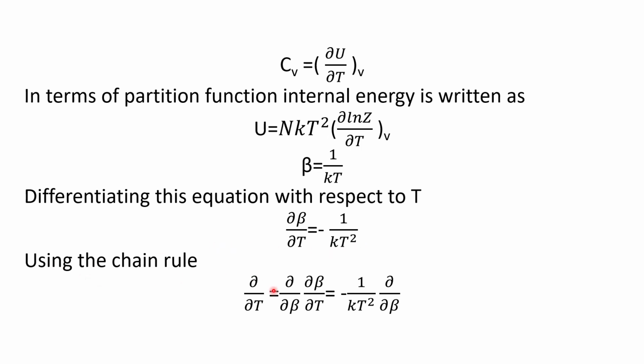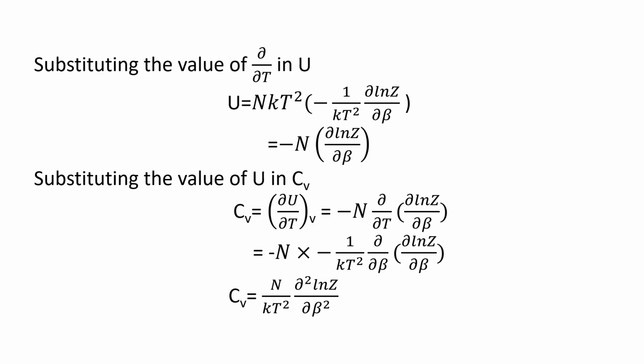Using the chain rule, we can write ∂/∂T as ∂/∂β into ∂β/∂T. That is, on substituting the value of ∂β/∂T, we can write −1/kT² ∂/∂β. Now, substituting the value of ∂/∂T in U, we get U = nkT² into −1/kT² ∂ln Z/∂β. The kT² and kT² terms will cancel out each other, so we get U = −n ∂ln Z/∂β.